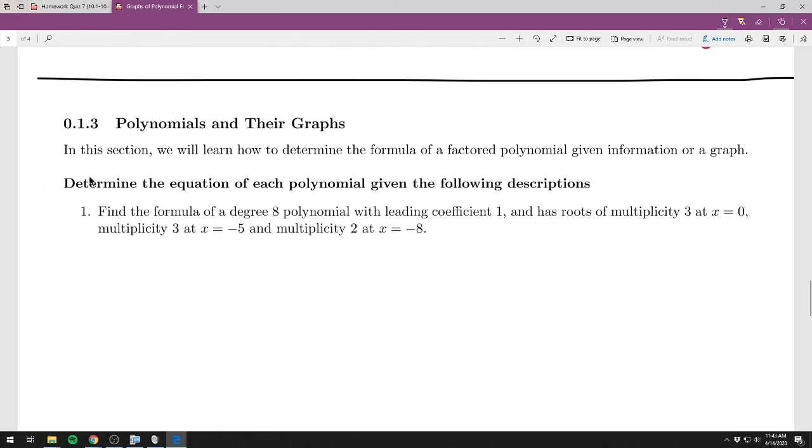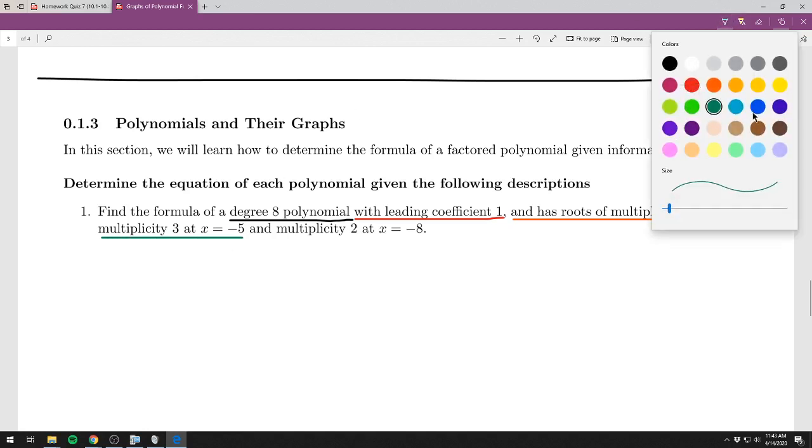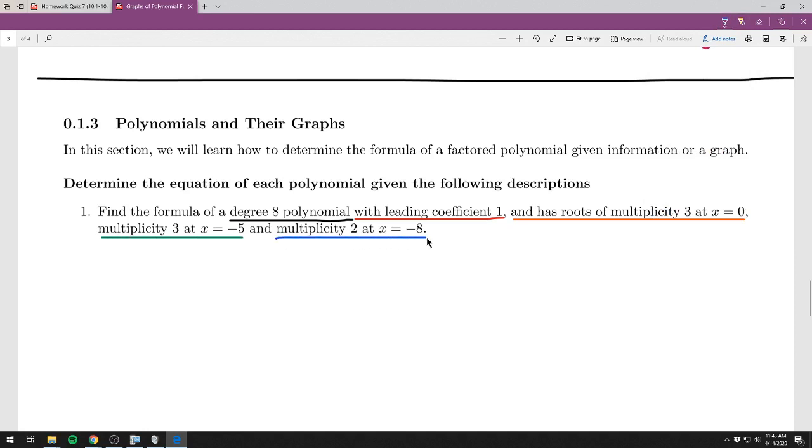So this first one here, it says find the formula of a degree 8 polynomial. We'll talk about that after we write down the rest. With leading coefficient 1. It has roots of multiplicity 3 at x equals 0. Multiplicity 3 at x equals negative 5. And multiplicity 2 at x equals negative 8. Right. The degree thing is the very last thing you worry about because it really works itself out.